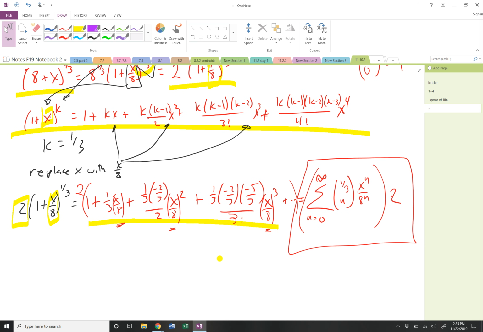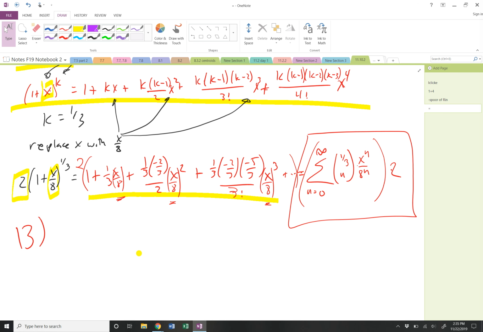Okay. So now let's do part B. So part B is, let's take the first 3 terms. So 2 times 1 plus x over 3 times 8, minus 2/9 times 2 x squared over 8 squared. The 2's divide out. So these are my first 3 terms for an arbitrary x.